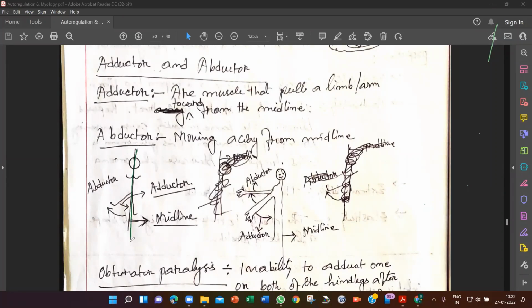So for example, this is a midline, and if the muscle is going away from the midline, this is abductor. And if the muscle causes the limb to move toward the midline, that is adductor muscle. Suppose, for example, this is the midline. If I draw the midline, if the muscle causes your arm or leg to move toward the midline, then it is adductor. And if it is going away from the midline, that is abductor muscle.